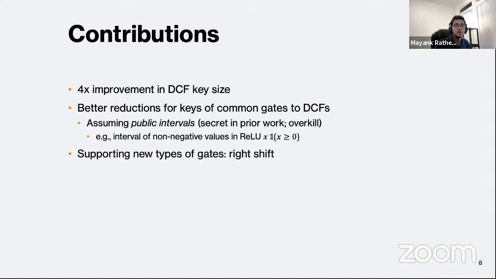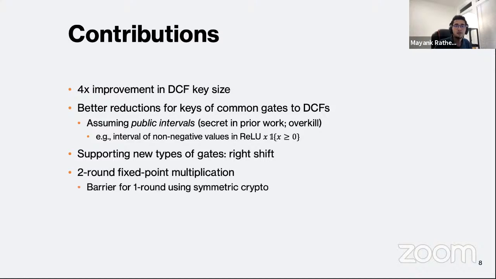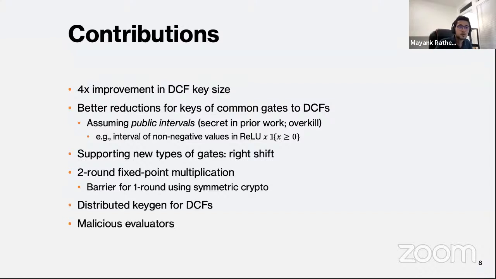Then we show how to evaluate new kinds of gates with FSS, like right shift. We show how to do two round fixed point multiplication and prove a barrier for doing that in a single round with symmetric cryptography only. And then we provide protocols for distributed key generation for DCFs, which is quite similar to the distributed key generation for distributed point functions by Doerner and shelat. And we also show how to handle malicious evaluators. If you're interested in any of those things, please take a look at our paper or the full talk. That would be it. Thank you.